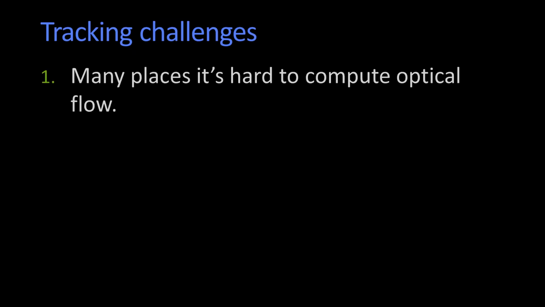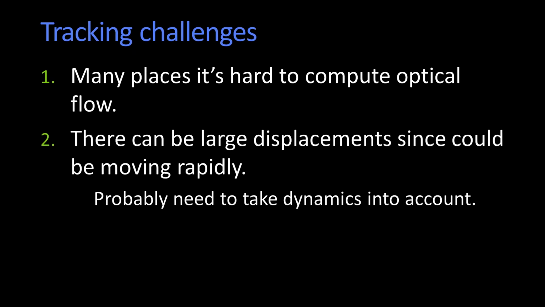So there are a couple of challenges to just doing that. One, as we saw, it's hard to compute optical flow everywhere. You have to have just the right types of behavior for the gradient in terms of being able to track these features. Second, there might be large displacements. So between one frame and the next, something may have moved a lot, and so there's a lot of search that has to be done. And so one way of doing that is you might want to take the dynamics into account. How is this thing moving? Make a prediction.